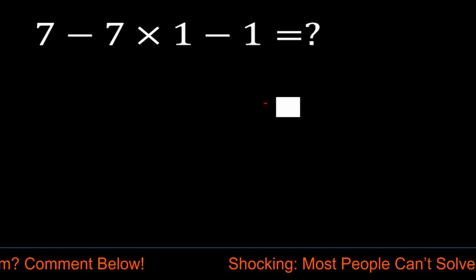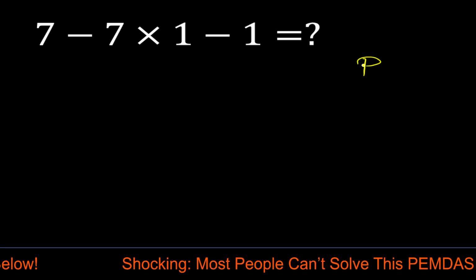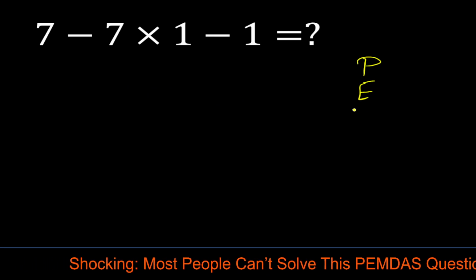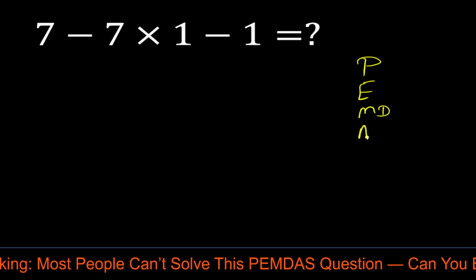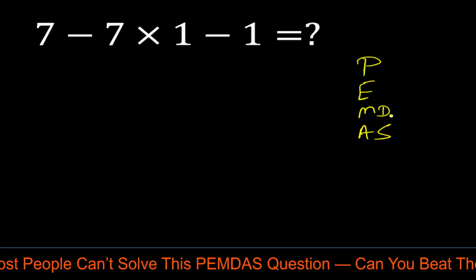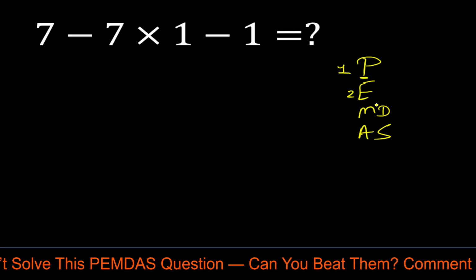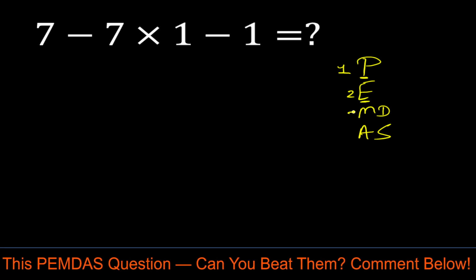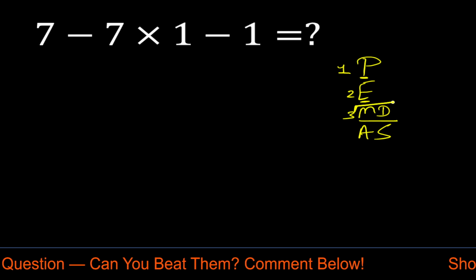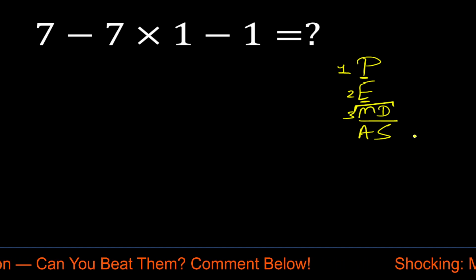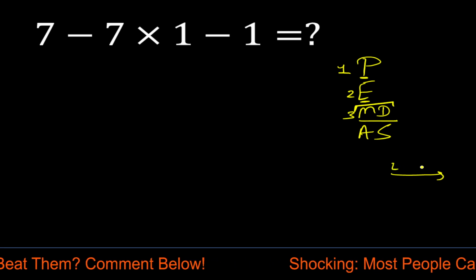So now let's solve this problem correctly by using the PEMDAS rule, right? So PEMDAS, P-E-M-D-A-S. According to the PEMDAS rule, first priority is parenthesis, then second priority is exponent, then third priority is multiplication and division. Here multiplication and division both have equal priority, so we have to solve it from left to right.